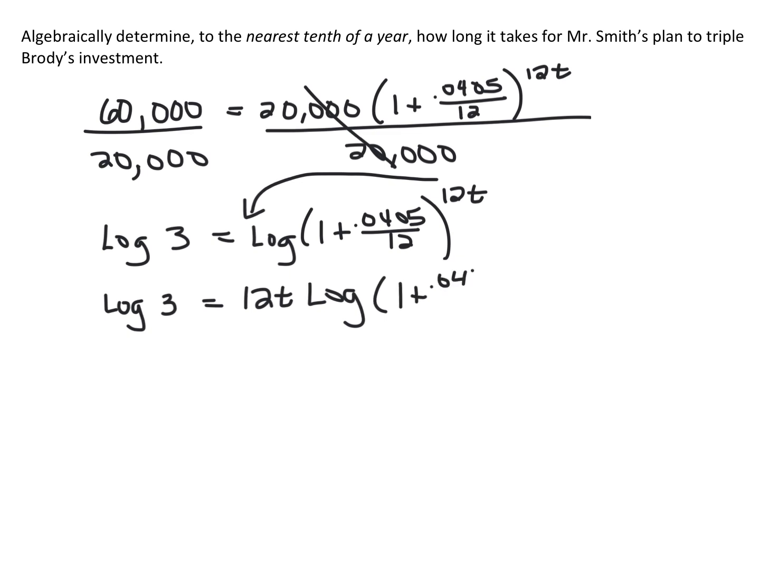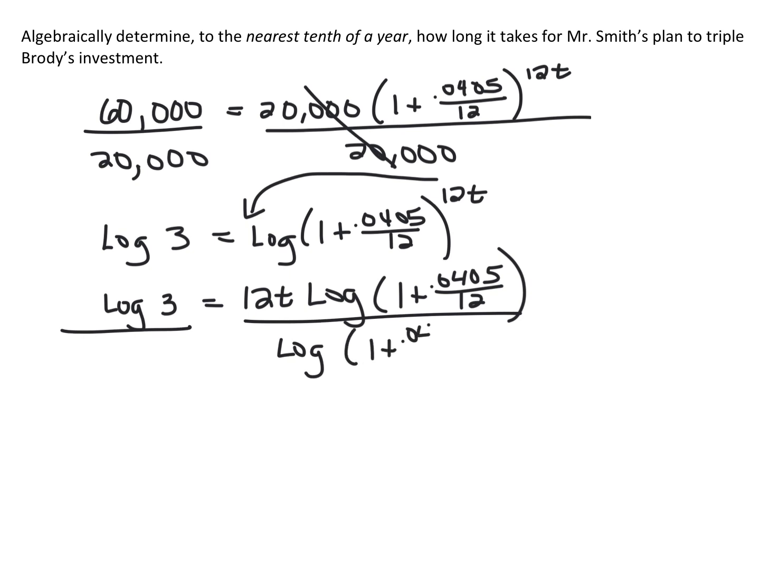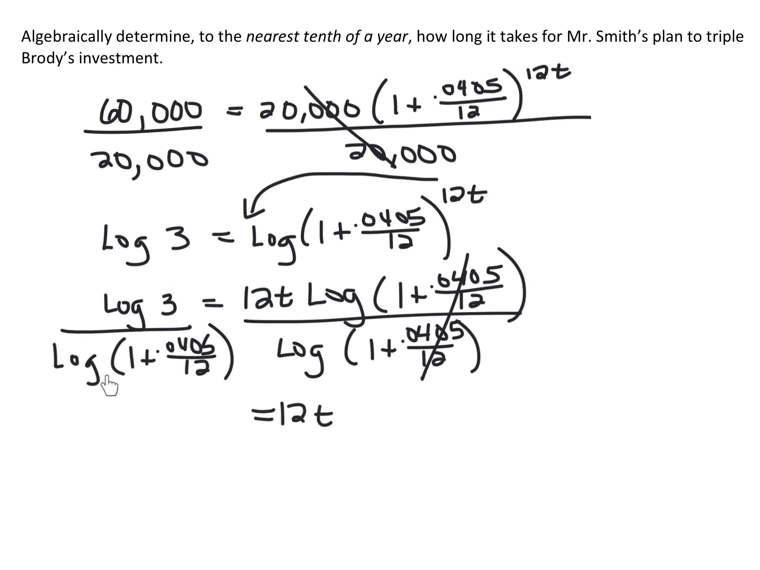Okay, so we're trying to get the t all by itself. Okay, so we need to get rid of this as well as the 12. Now, I like to get rid of this first, although it really doesn't matter. So to get rid of it, we're going to divide both sides of the equation by log of what we have in the parentheses. All right, so on the right side of the equation, those are going to cancel, and we could bring down the 12t. And this you're going to plug in your calculator.